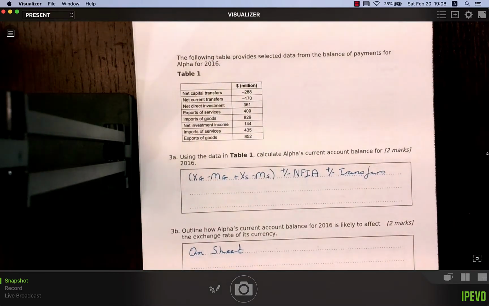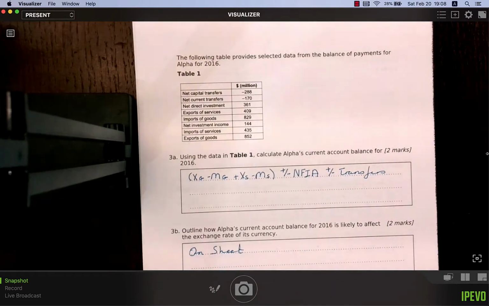Using the data in table 1 above, calculate Alpha's current account balance for 2016. They seem to love the current account balance all the time, and I think that's good because it just means that you're absolutely sure that you know what you're doing and how to answer these questions. Well, what's the current account balance?